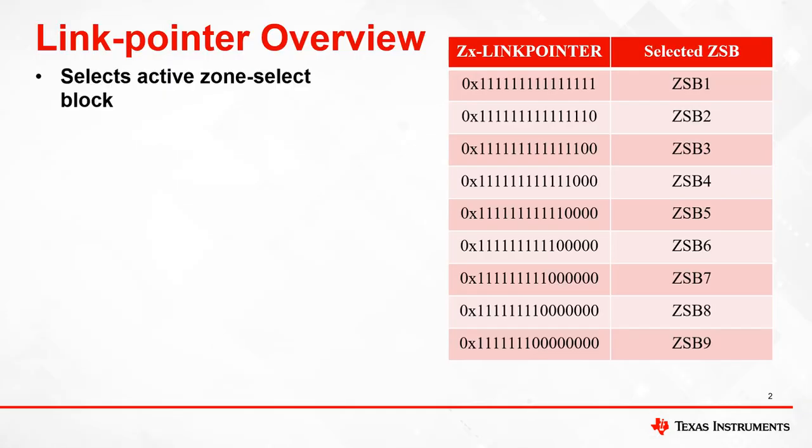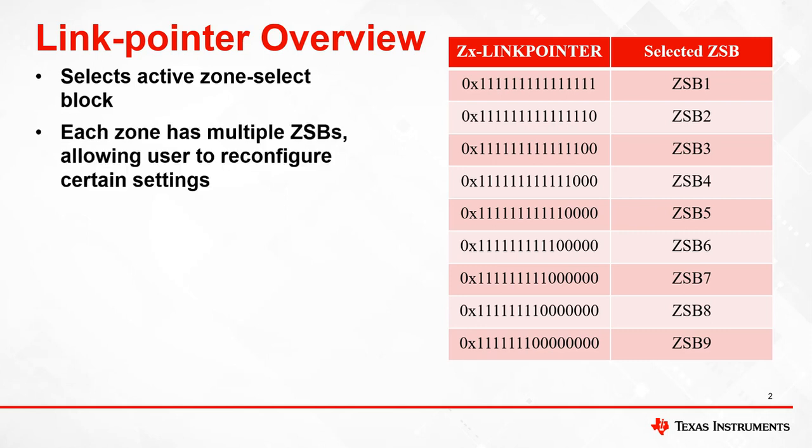The link pointer is a value stored in the zone header of each zone. The value of the link pointer is used by the DCSM module to determine which zone select block is active. To recap from the DCSM overview video, the zone select block is a memory region in user OTP used to store temporary security settings. Each zone has multiple zone select blocks to allow for reconfigurability of particular security settings.